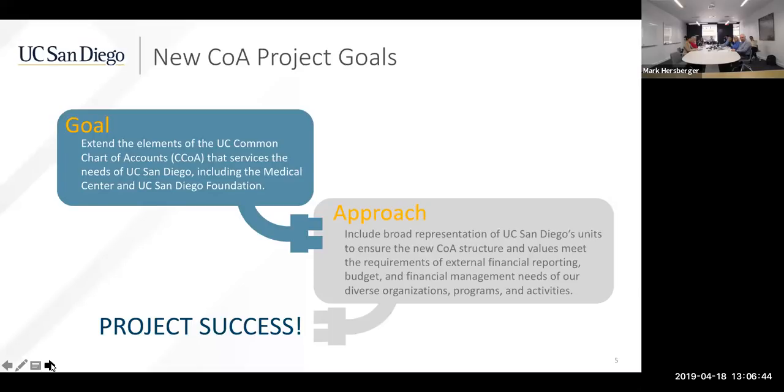And I can say unequivocally that over the past year and a half, a lot of hard work has been put in by the chart of accounts team. I think we had representation with about 140 people, and we just finalized that chart this month. So I can claim project success. We can claim project success. So that's what we're going to talk to you about.